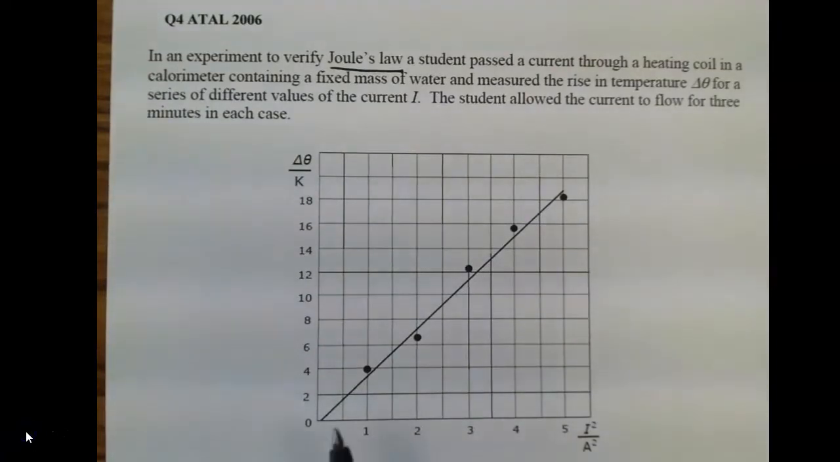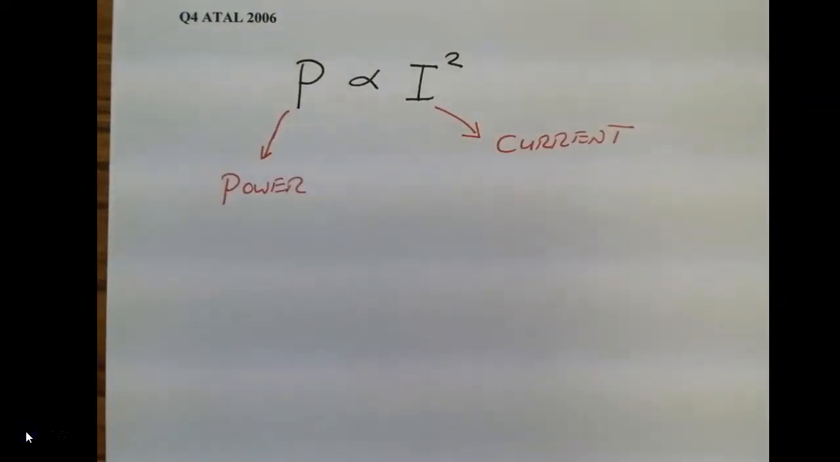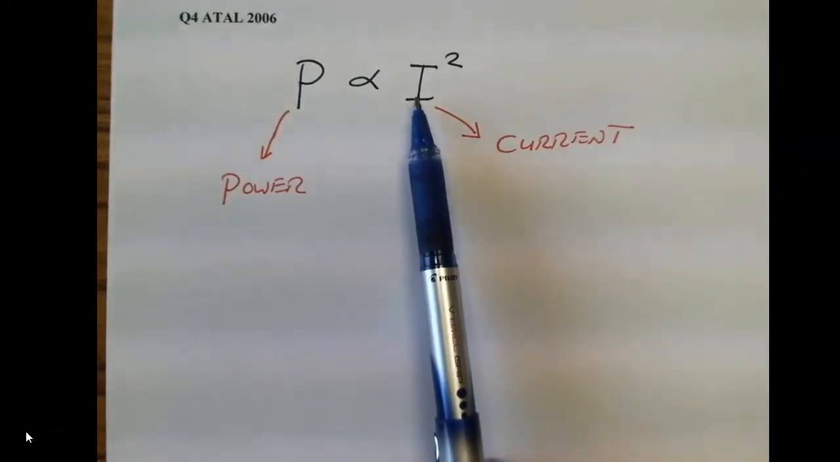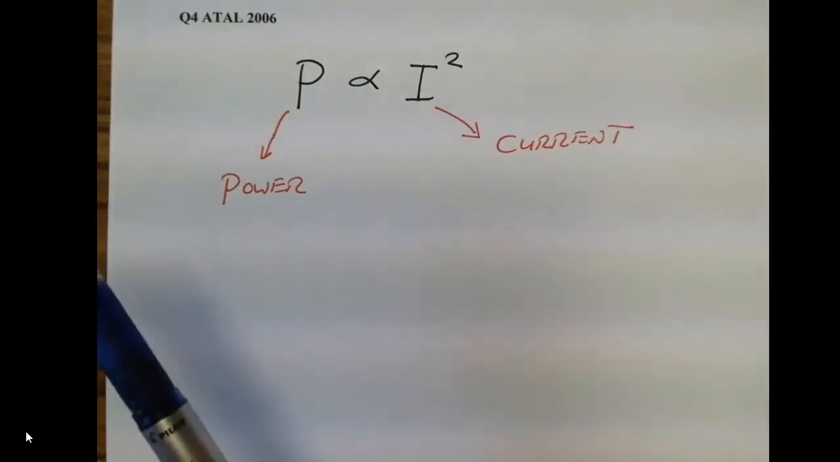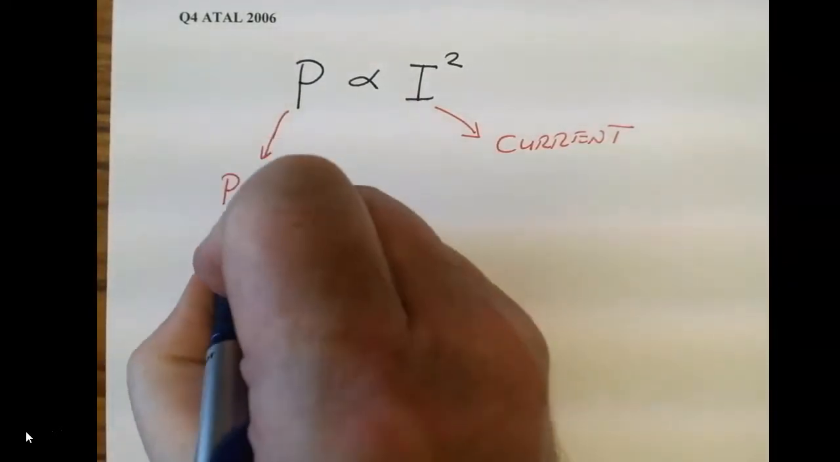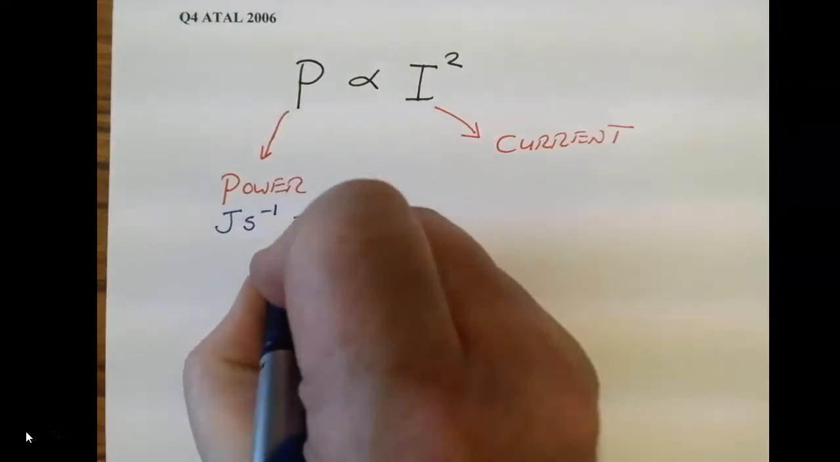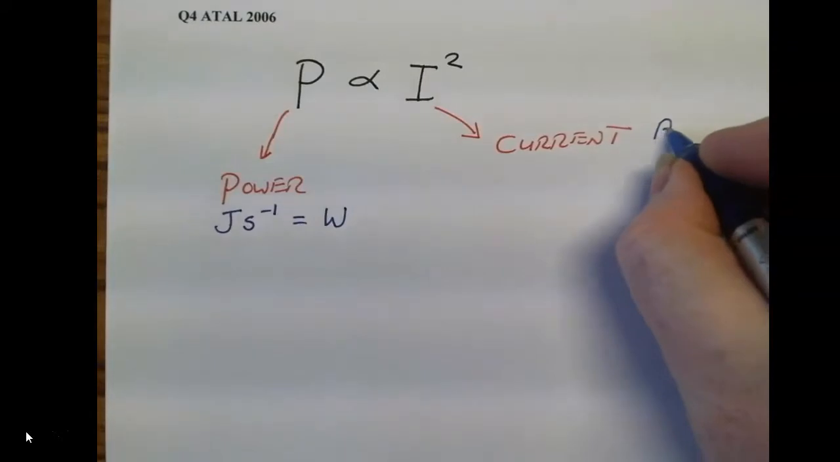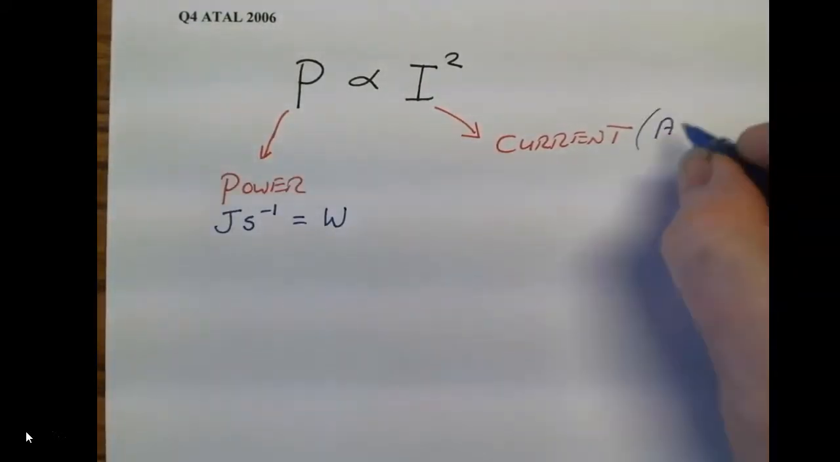But before we start this question, it would be a very good idea to revise our ideas of what Joules Law is actually about. Now, Joules Law is most commonly stated in this form. The power of a heating coil or the power of a conductor is directly proportional to the current squared that's passing through it. Power, of course, is measured in units called joules per second, which of course is equal to a watt. Current obviously is measured in units known as amps.